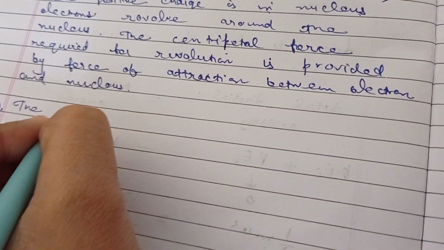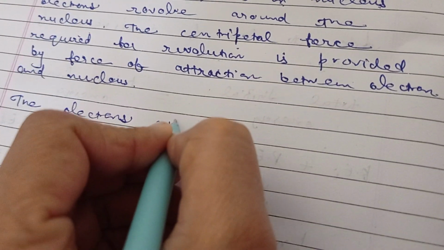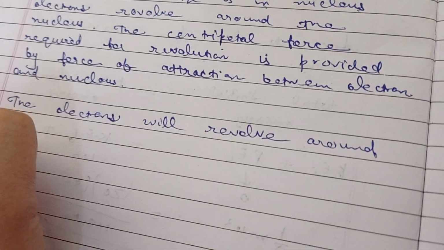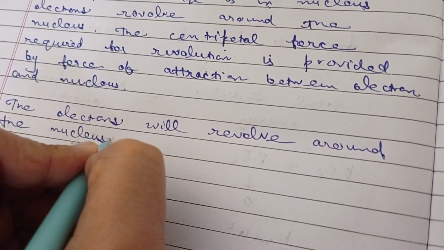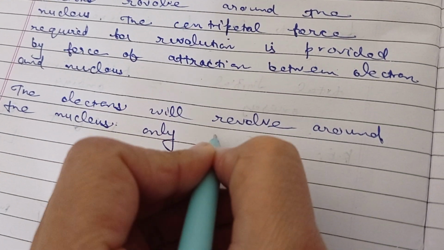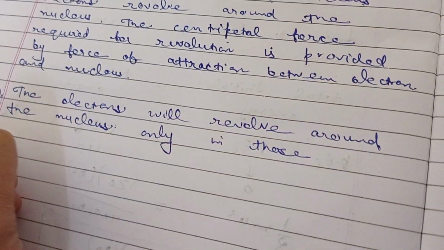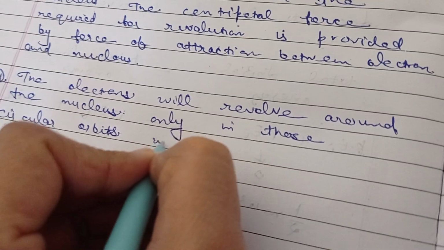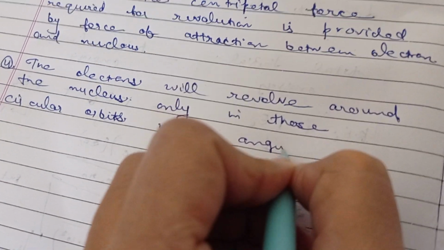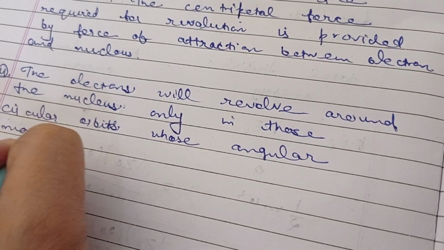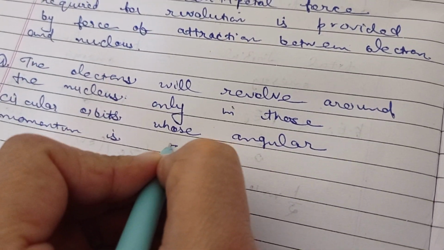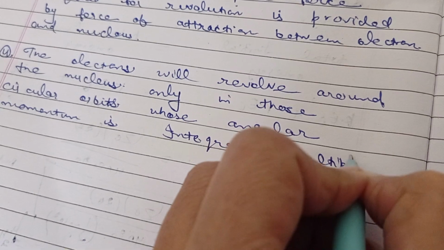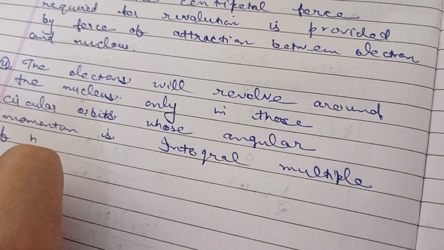The electrons will revolve around the nucleus only in those circular orbits whose angular momentum is an integral multiple of h/2π.